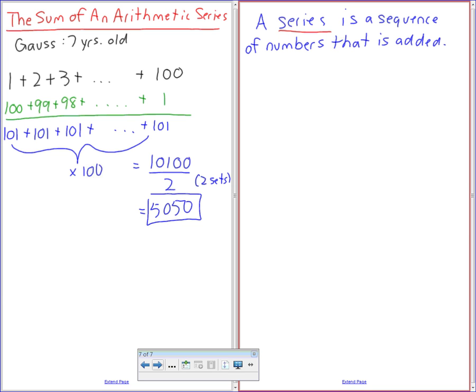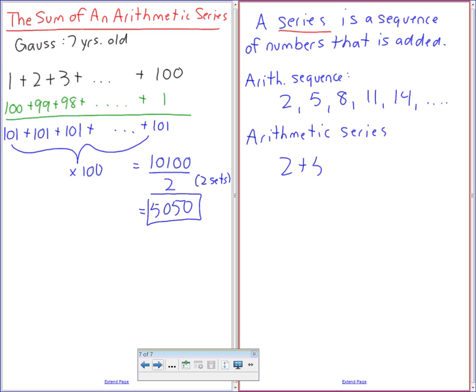Sorry, an arithmetic sequence would be 2, 5, 8, 11, 14, 17. An arithmetic series, which is what we're going to talk about today, is 2 plus 5 plus 8 plus 11 plus 14. Okay, so that's the only difference between the two things that we're doing.